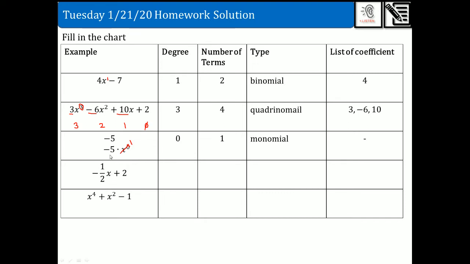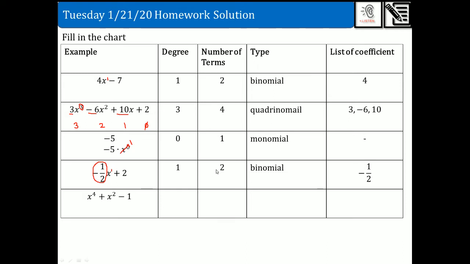What is the degree? The degree is the exponent that is right here, right? So this has the degree of 1. How many terms is this? There are 2 terms. And 2 terms, we call that a binomial. The list of coefficients is the number in front of the variable, which would just be this. Okay? Which is just negative 1/2.